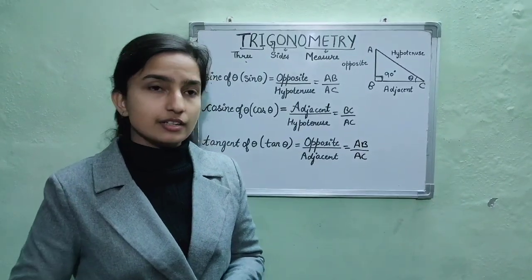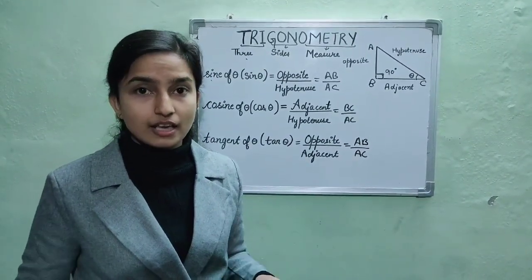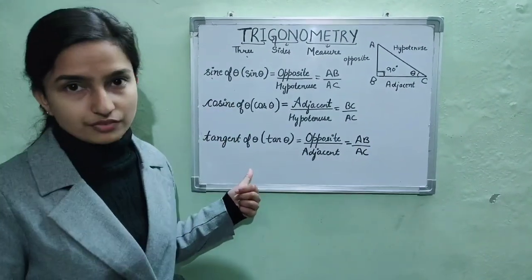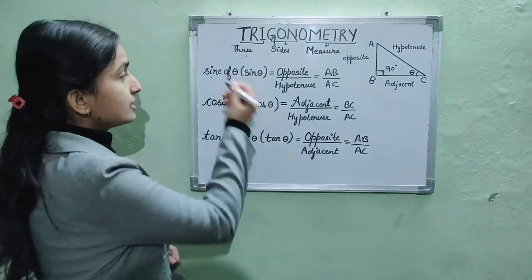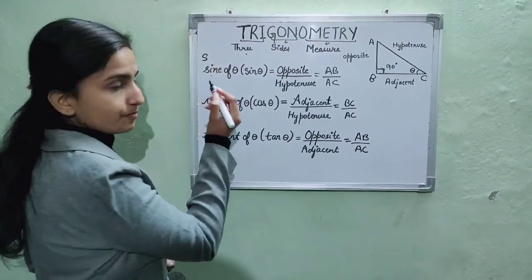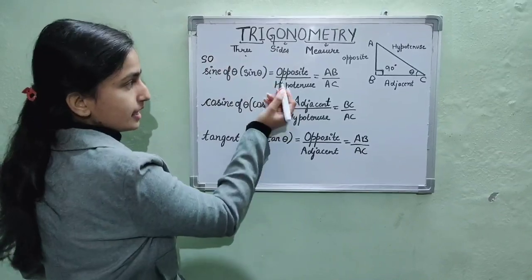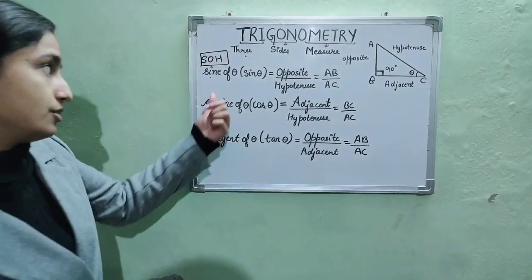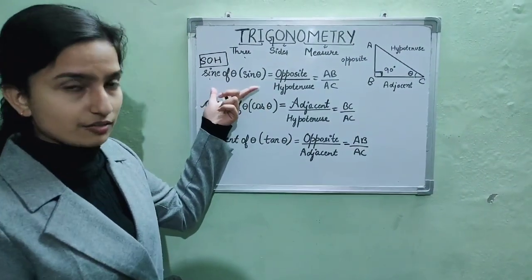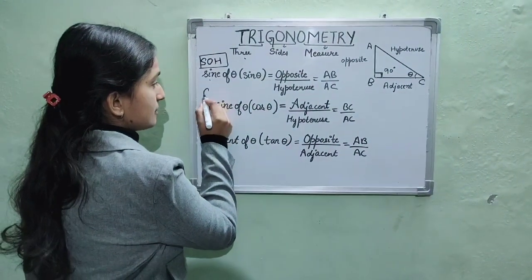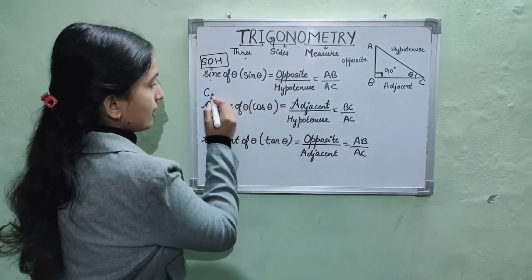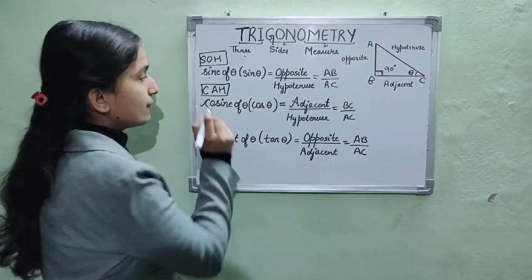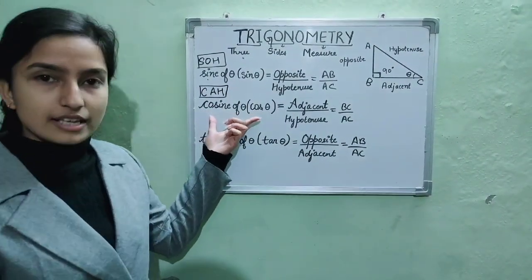Now the question is, how do we memorize these formulas? It's very simple. Just observe the first letter in each of these cases. Here we take S for sine, O for opposite, and H for hypotenuse. So SOH is the term we use to remember the formula for sine theta. Then we have C for cos, A for adjacent, and H for hypotenuse. So CAH is the term we use to remember the formula of cosine theta.